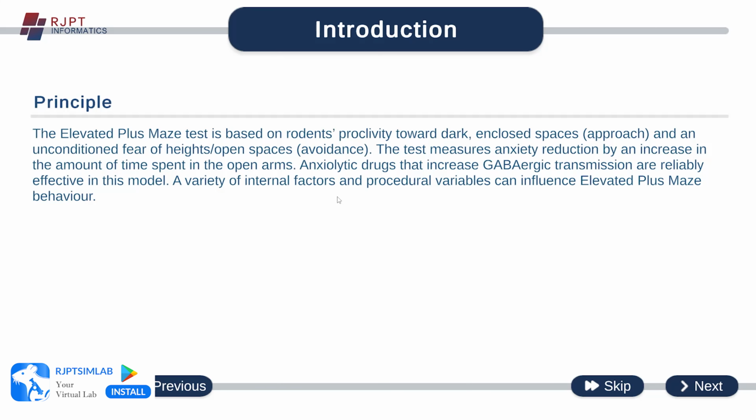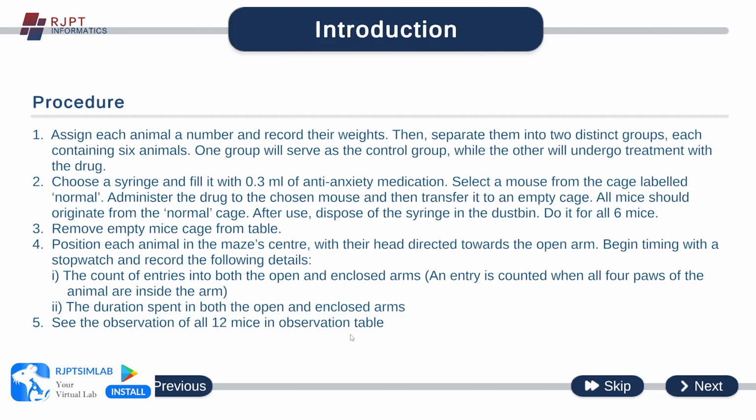A variety of internal factors and procedural variables can influence elevated plus maze behavior. Now let us see the procedure part. The first step says to assign each animal a number and record their weights. Then separate them into two distinct groups, each containing six animals. One group will serve as the control group, while the other will undergo treatment with the drug.